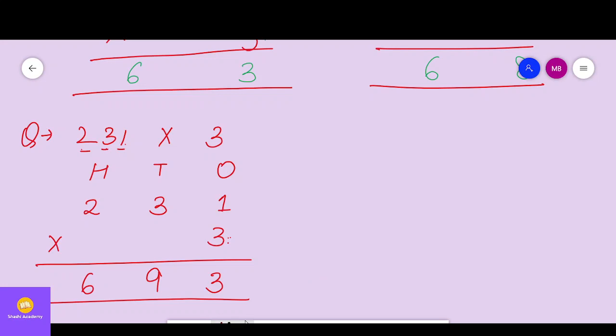Now I'll give you one question for you to do yourself. You can pause the video and do this question on your own first. The question is 442 multiply by 2.